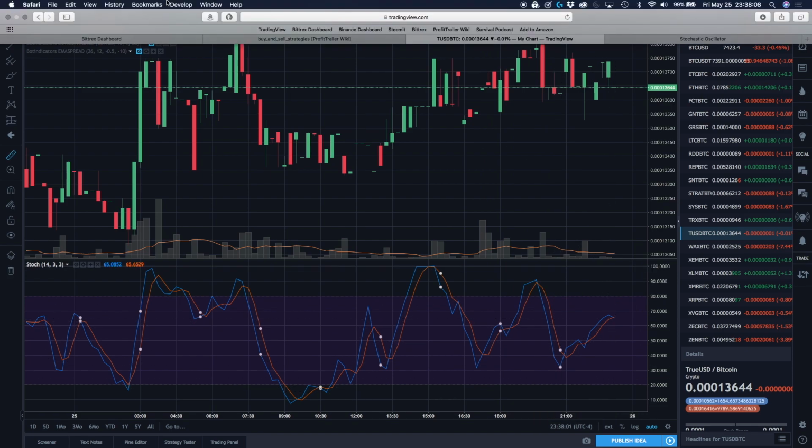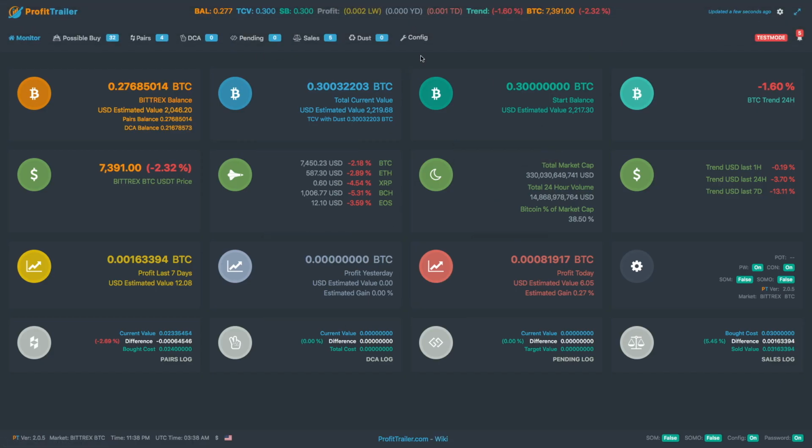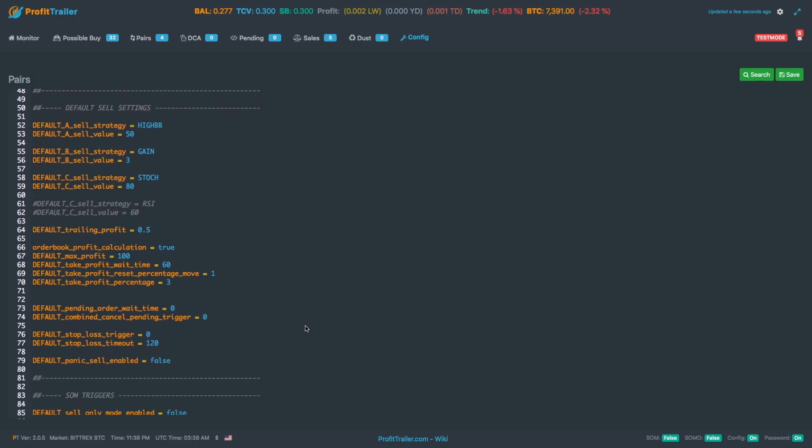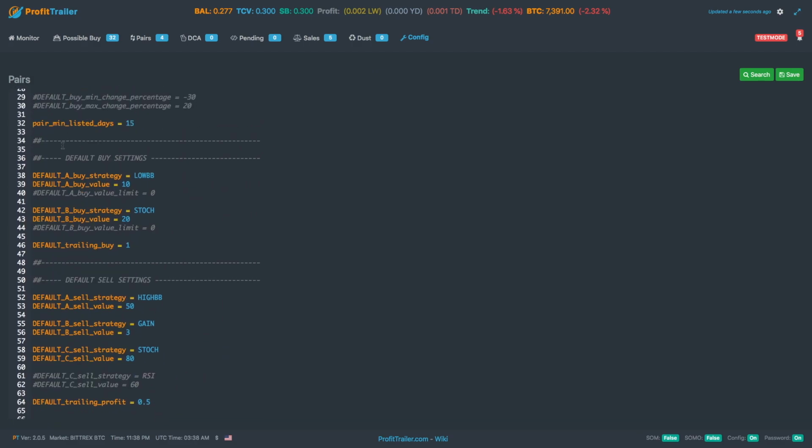So this orange line is what we're actually following for our signal for buy and sell within ProfitTrailer. Let's go take a look back here at our bot and look in the config. Click up here to config, mouse over that, you get to the menu, and click pairs. So I have here in my default buy settings, I actually have two buy strategies set up right now. I'm using a combination on this particular example of low BB and stochastic oscillator.